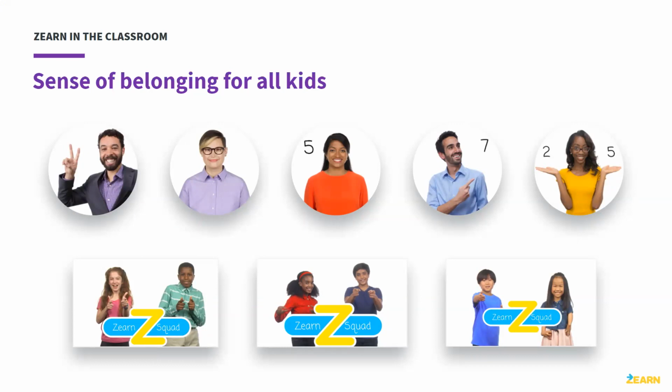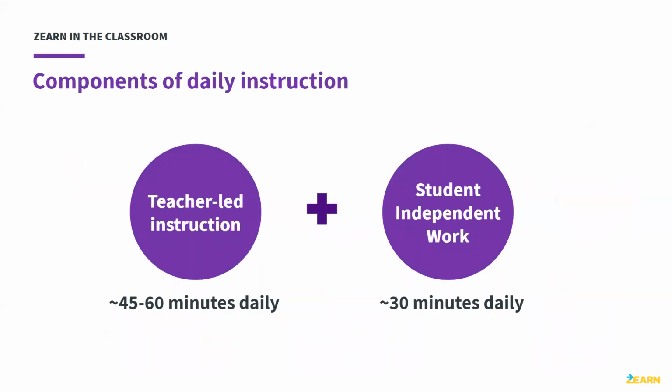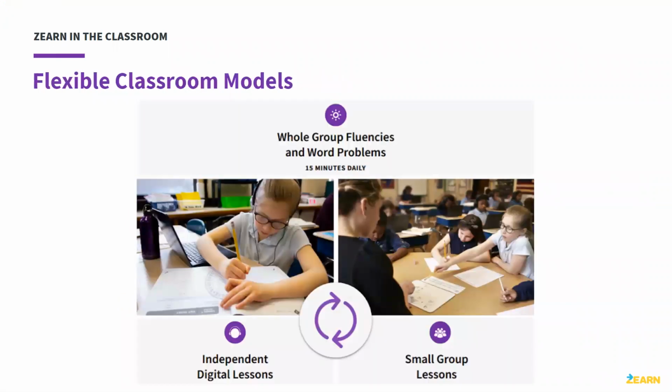Okay, so let's shift out of the instructional materials and come back to what this means in the classroom. As we've seen, there are two core components to a Zearn Math classroom: the 45 to 60 minutes of live teacher-led instruction and an independent student digital lesson where students complete the digital lesson that's directly aligned to that daily lesson with the teacher. And as I mentioned, all of Zearn's instructional resources are designed to be used flexibly, so teachers can design the classroom model that works best for them and their students.